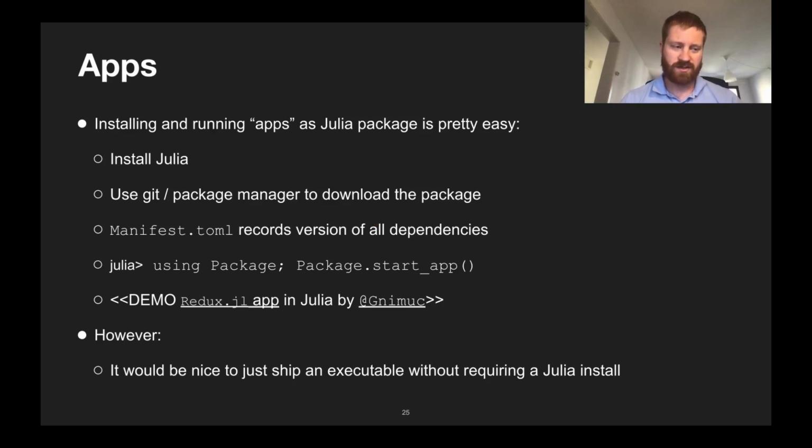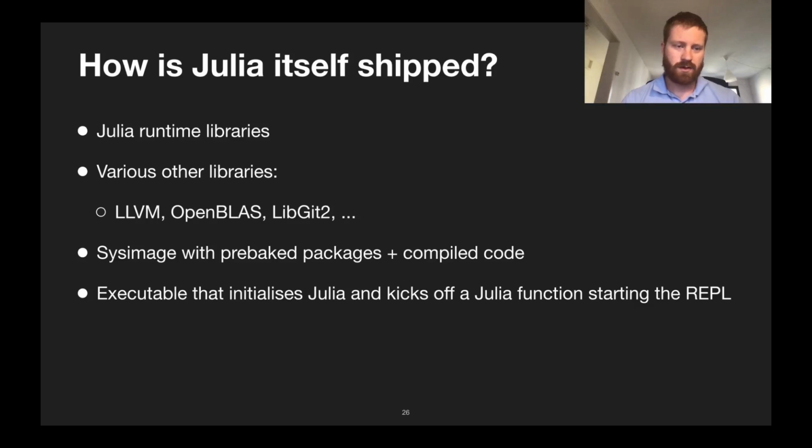However, it would be nice if we could just ship an executable without requiring a Julia install. So instead of having to start Julia and use this project and all, we can just run this thing. So we can think about how Julia itself is shipped. Well, Julia brings the runtime libraries, some other libraries with it. It has a sysimage that we talked about earlier with some precompiled packages. And it has an executable that initializes Julia and starts the REPL. That's what Julia is.